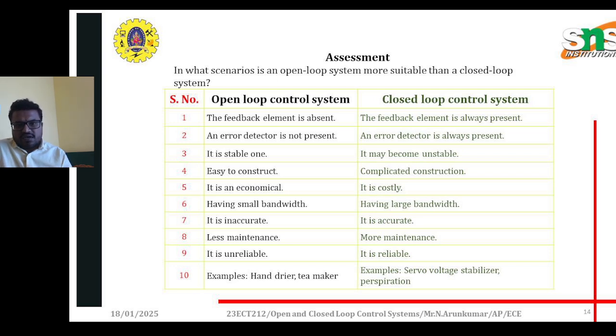It is inaccurate. The only thing is that if you are adding more devices, it is inaccurate, but closed loop is accurate. Less maintenance is required in open loop, while closed loop requires more maintenance. Open loop is unreliable, while closed loop is reliable. We can add more devices, like servo voltage stabilizer and preparation systems.